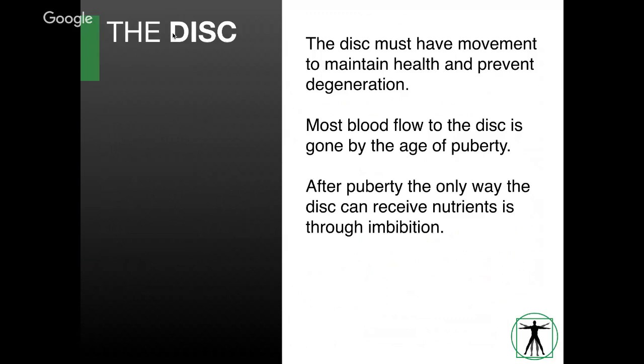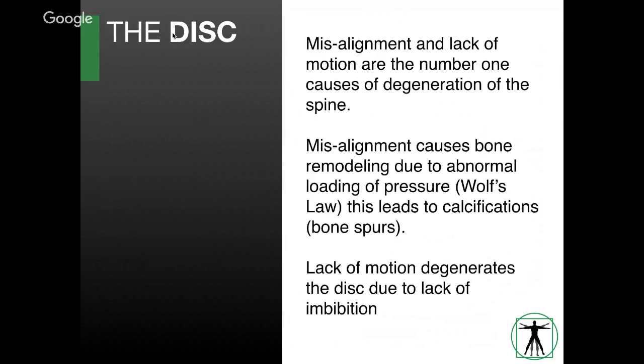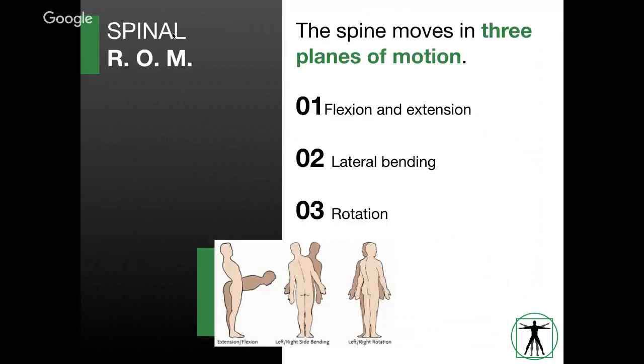It's called imbibition. And it refers to the exchange of fluids, they're pumping. So misalignments and lack of motion cause degeneration of the spine. We also know that misalignments cause bone remodeling. It's called Wolff's Law, okay, that leads to calcifications. But basically, lack of motion degenerates your disc due to lack of imbibition.